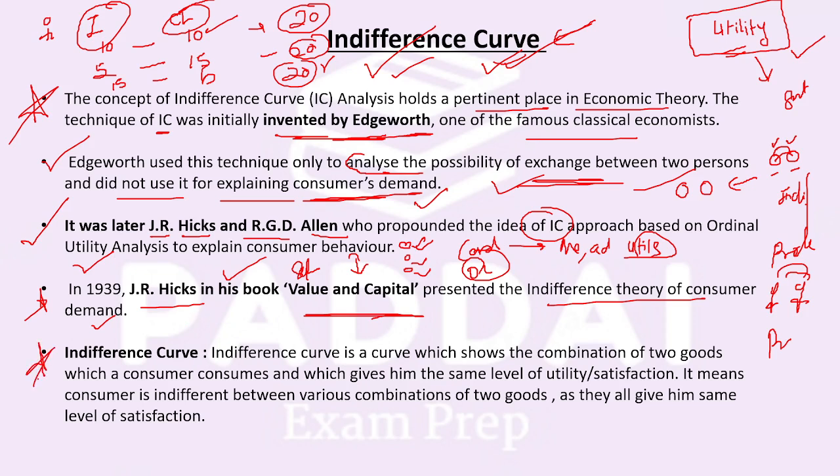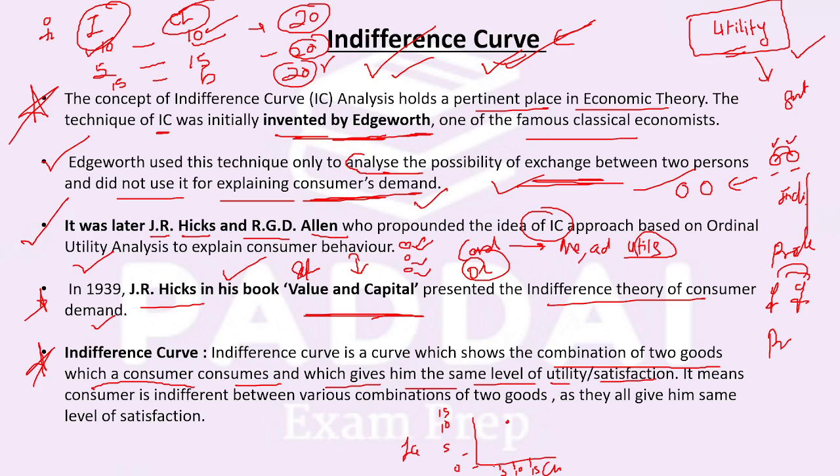So if I have to define an indifference curve, it is a curve that shows a combination of two goods which a consumer consumes and which gives the same level of utility or satisfaction. So if I am consuming 10 ice creams and 10 chocolates, when I try to draw this on the curve, let's say 0, 5, 10, 15 for ice cream, and 5, 10, 15 for chocolate. Initially when I draw 10 and 10, it's somewhere here.